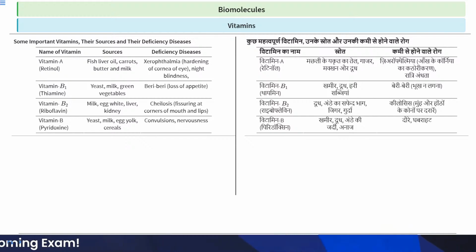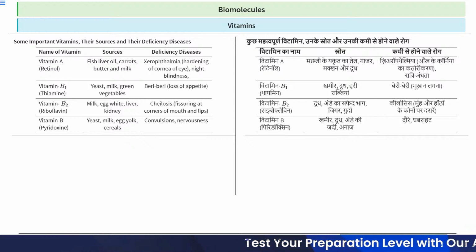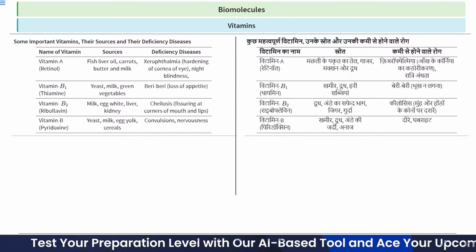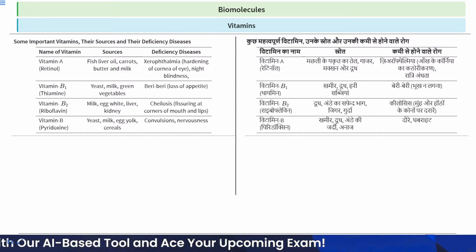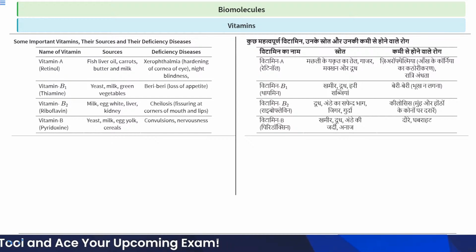Fourth one is vitamin B6, pyridoxine. Sources of this vitamin are yeast, milk, egg yolk, cereals. The deficiency of this vitamin can cause convulsions and nervousness.